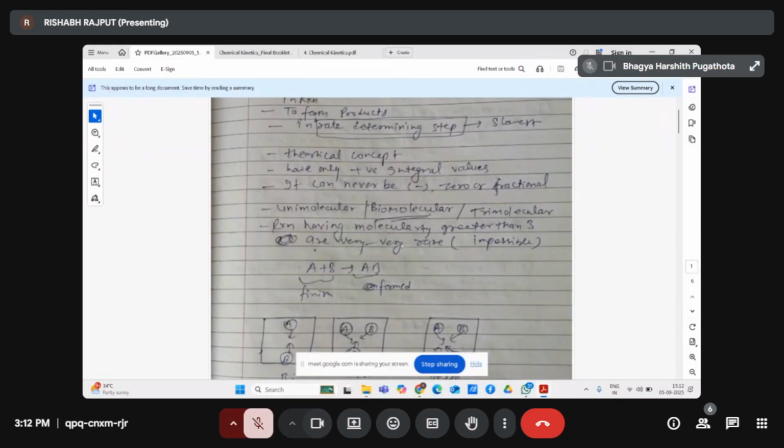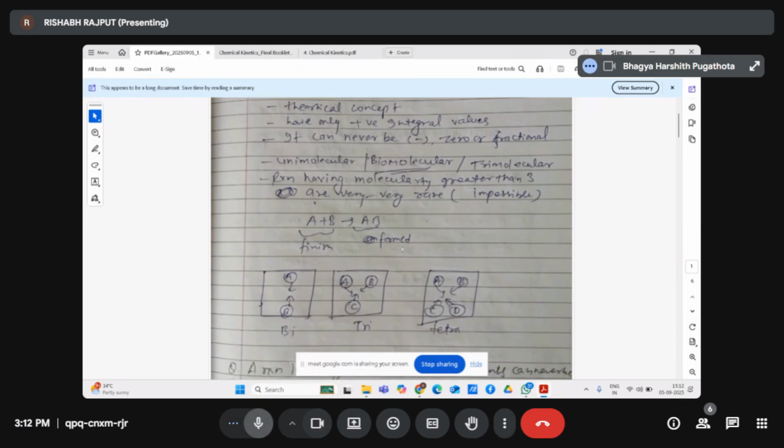In general life, bimolecular is very common. I will tell you how they are actually formed. Actually, what happens if you are doing a chemical reaction? Suppose you have two reactants. So what is the meaning of bimolecular and trimolecular here? I will explain it here.